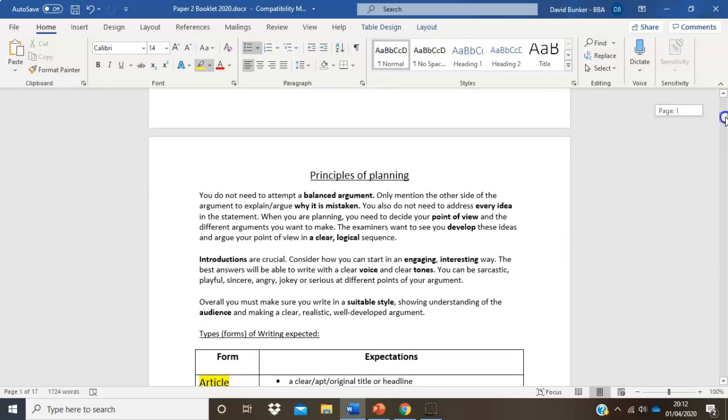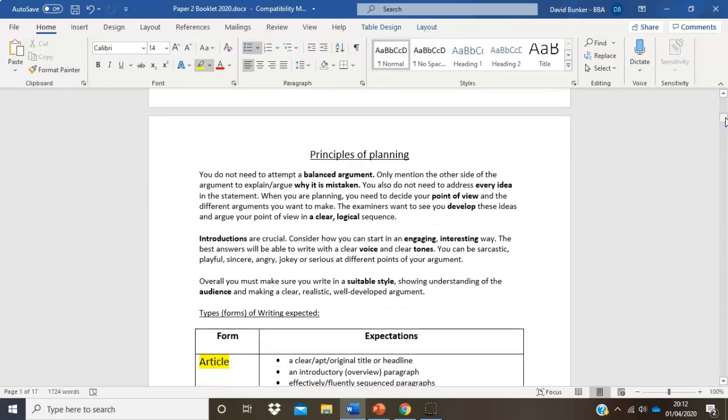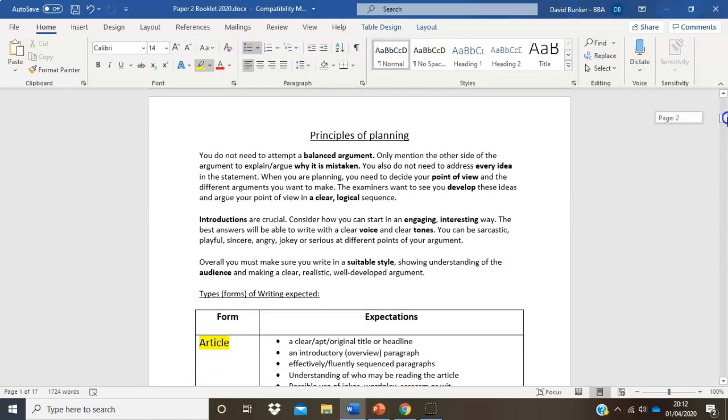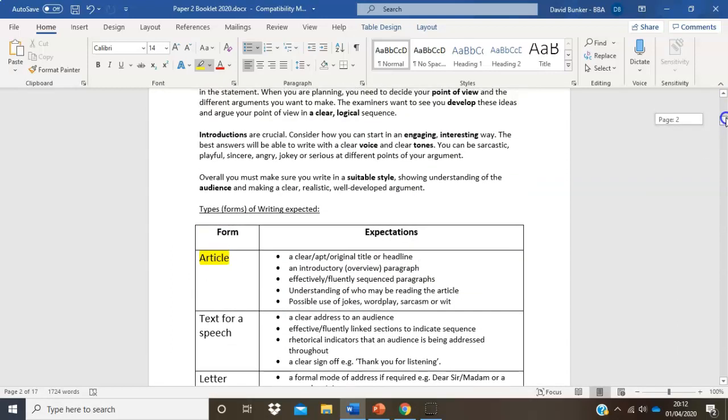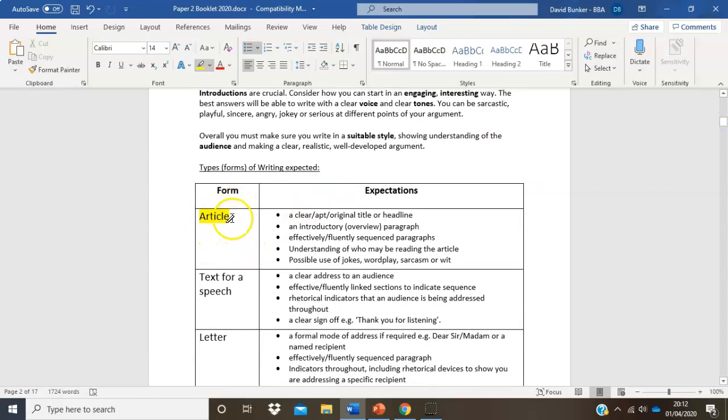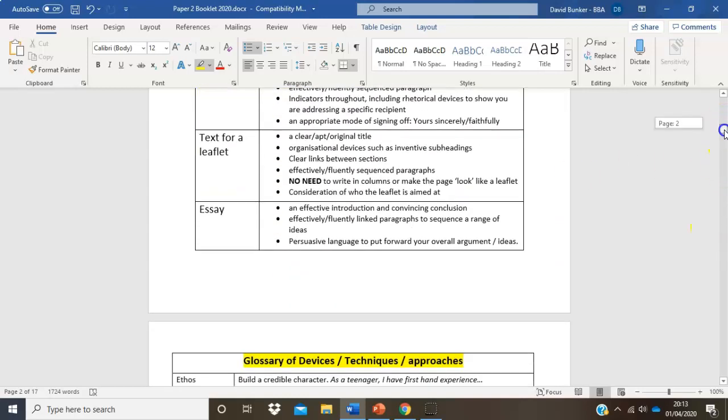So, if we continue to have a look at the booklet, you've got some ideas about how you plan there, which you could read, and expectations about how the different styles of writing should look. Now, today you're going to be writing an article, so it might be worth pausing the video and just reading this. In particular, think about how you make sure you've got a title or a headline as if your article would be in a newspaper, and think really carefully about the type of people who read newspaper articles. We'll come to that a bit more later.